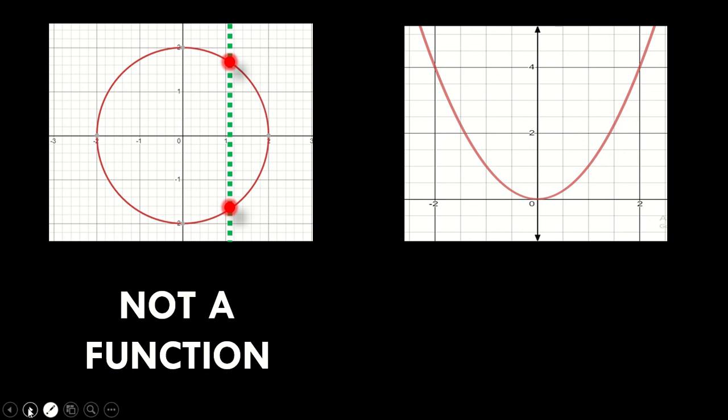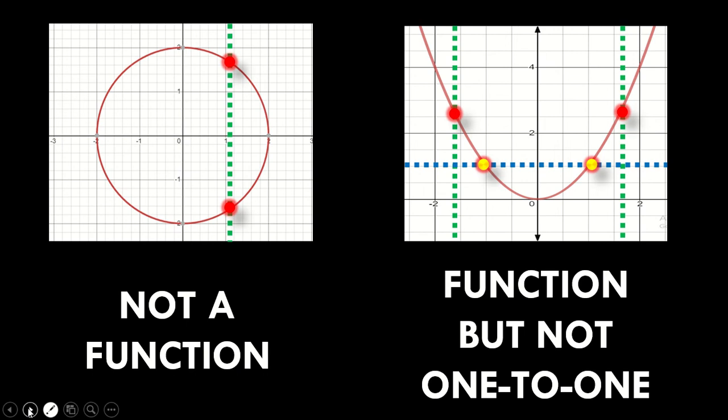Now, given that this is a function, let's try to identify whether it is a one-to-one function or not. For us to identify that, we're going to use the horizontal line test. So we draw a horizontal line. And as you observe, there are 2 points in the graph that intersect the horizontal line. So if that's the case, we can say that this is a function but it is not a one-to-one function.